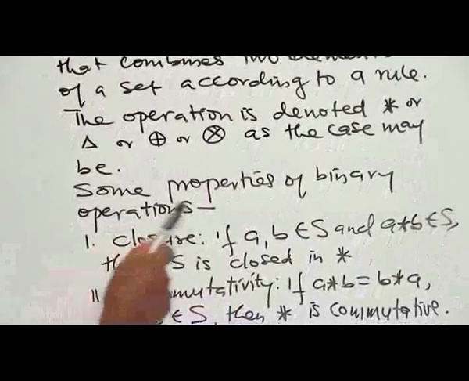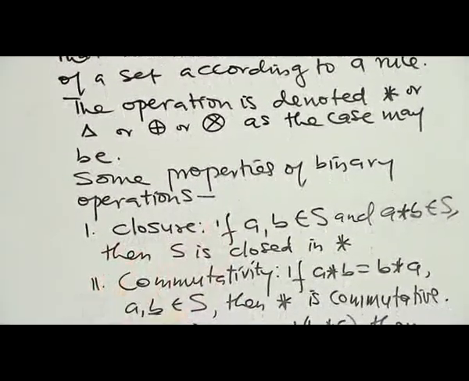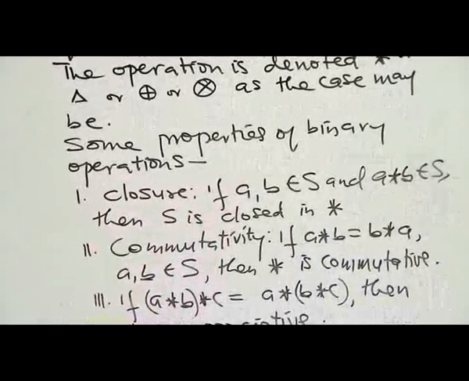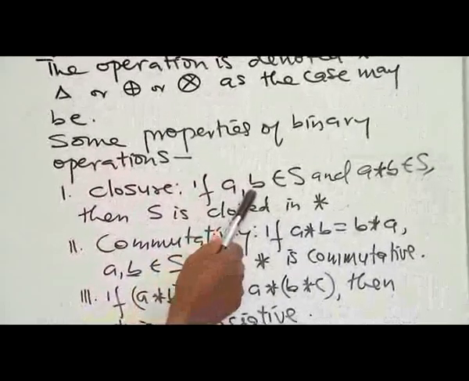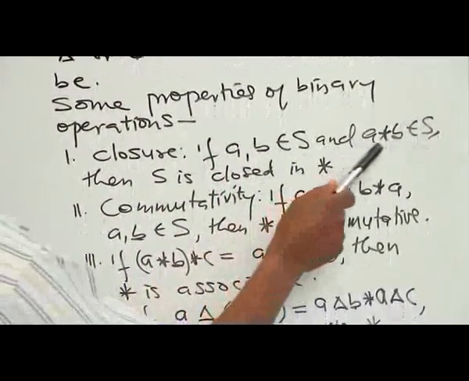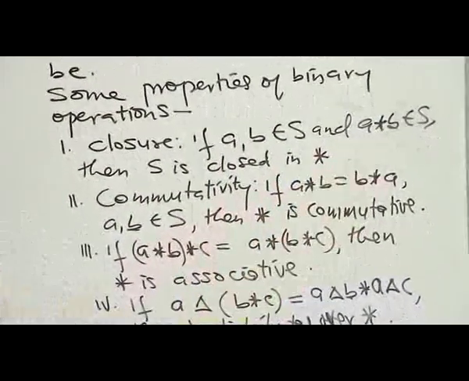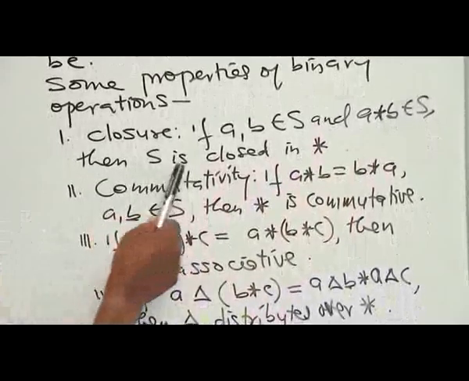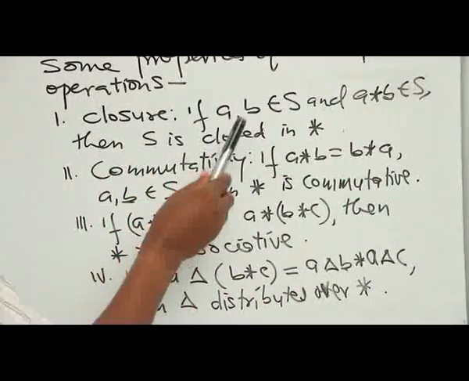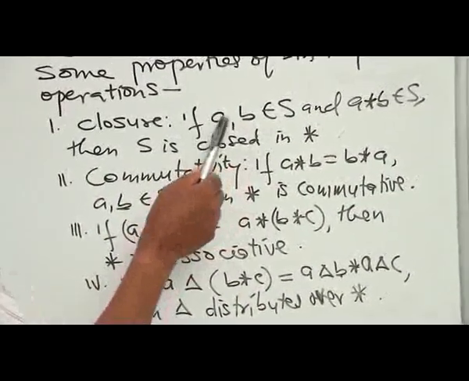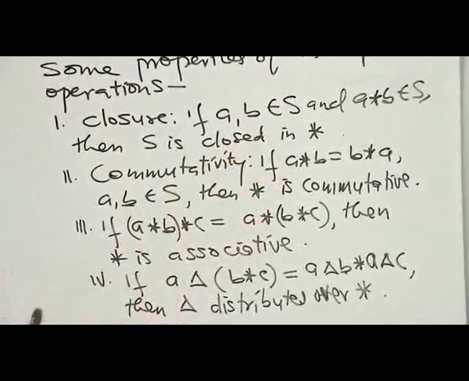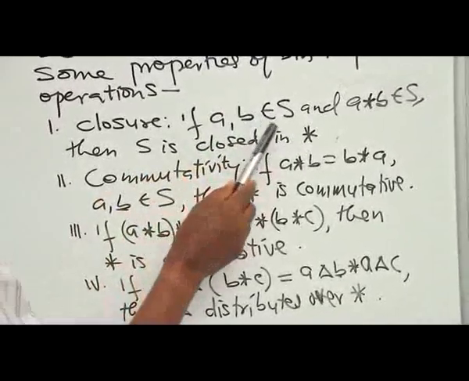Let's look at some properties of binary operations. Number one, the closure property. If A, B belong to S, and A star B also belong to S, then S is closed in star. In this regard, we're looking at the elements A and B are members of the set S. That is the implication of this statement.